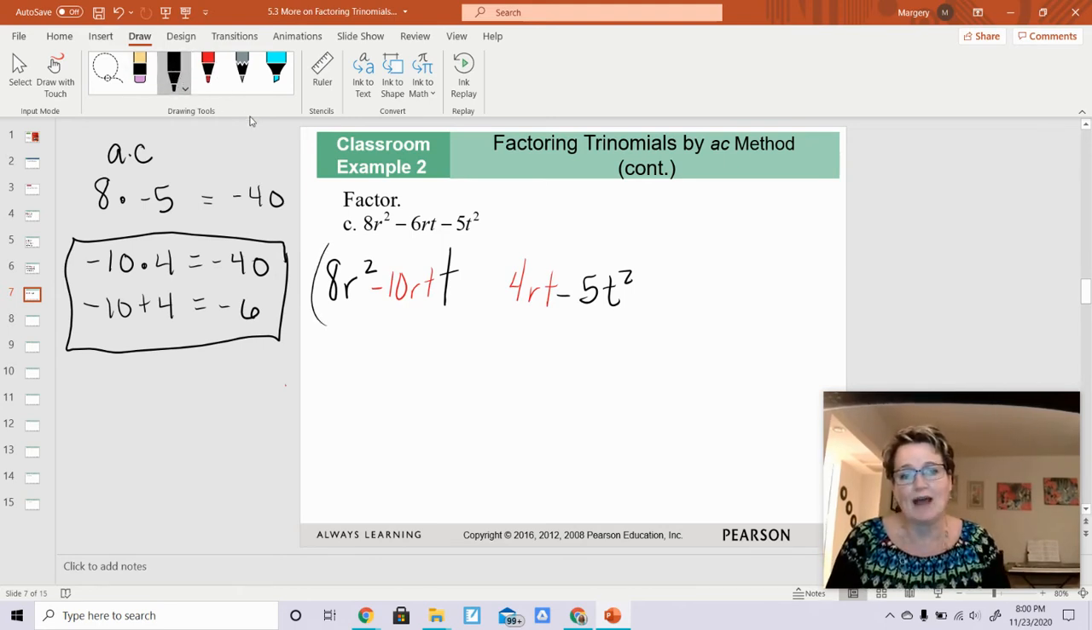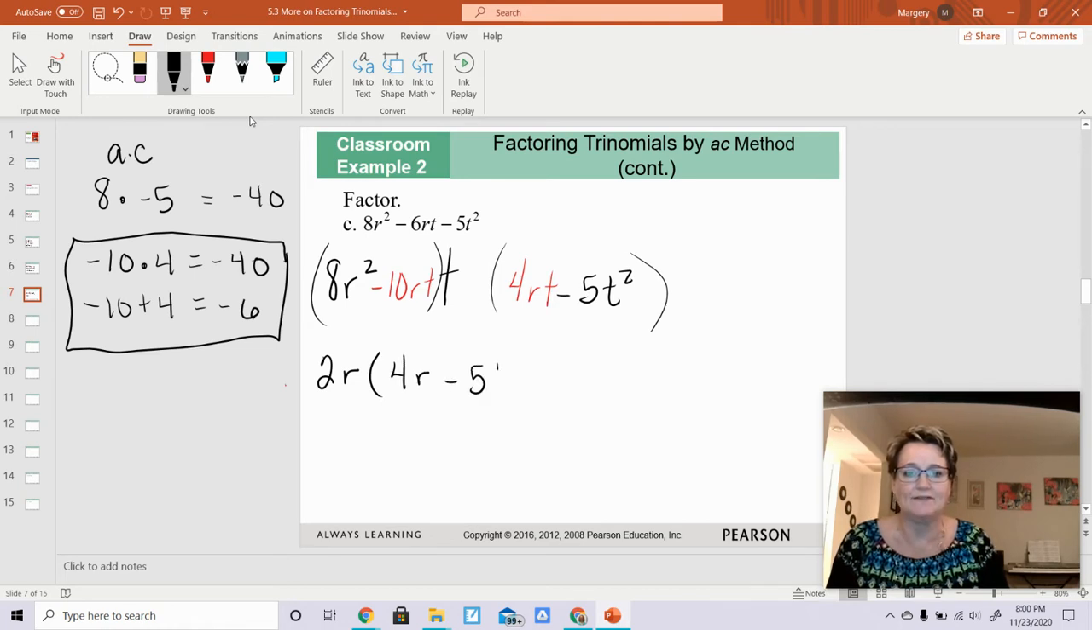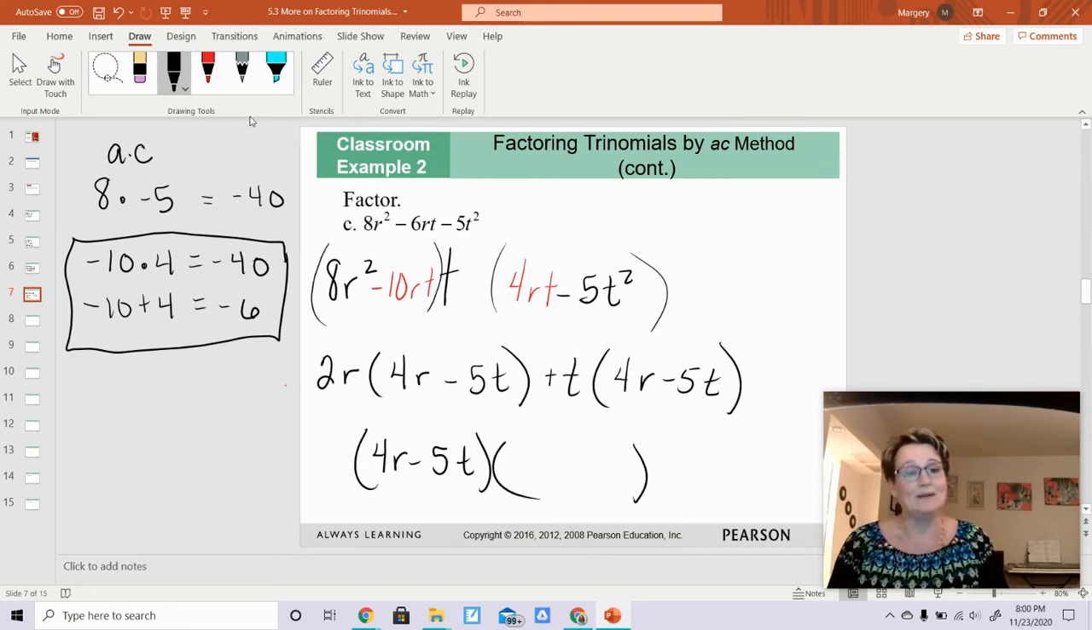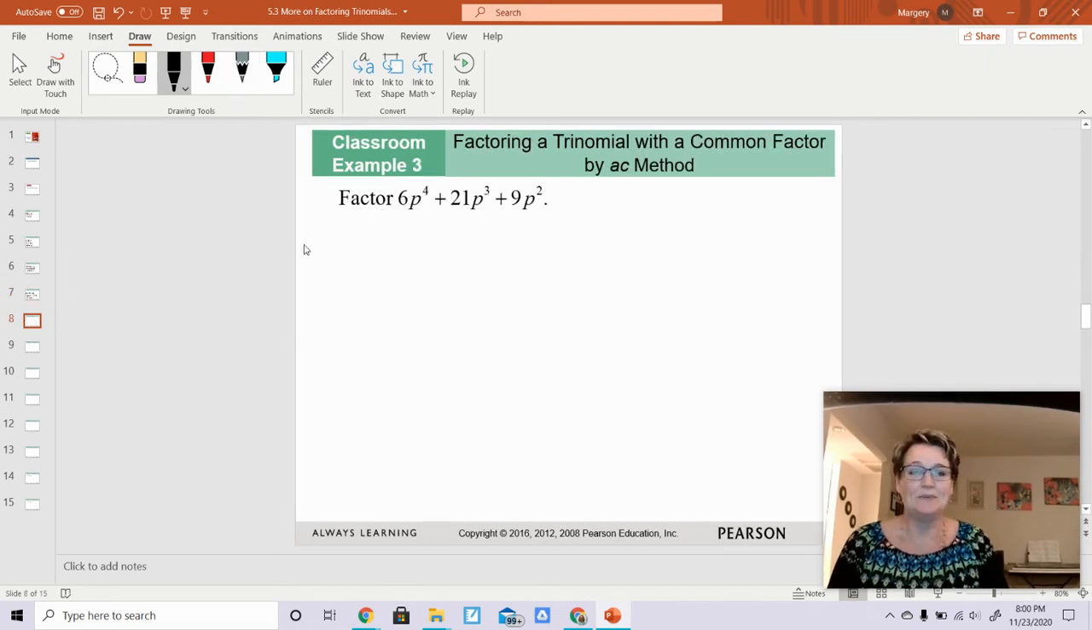Now what you're going to do is you're going to grab these two together. You're going to grab these two together. These two here share a 2R. So you get 4R minus 5T. These two here share a T. And you get 4R minus 5T. Now these two here share a 4R minus 5T. And once again, when you factor that out, you're left with 2R. When you factor that out, you're left with a positive t. And that's it. Let's move on to the next one. Now this one here, same thing.